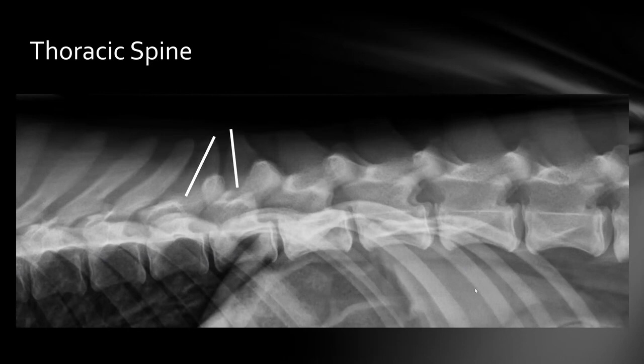Either way, the angle changes at this level here, the level of T10-T11, which is where the orientation of the spinous processes changes. What is important to know is that this intervertebral disc space tends to be narrow compared to its neighbors. So again, it's just a normal variation and doesn't necessarily indicate intervertebral disc disease at this level.